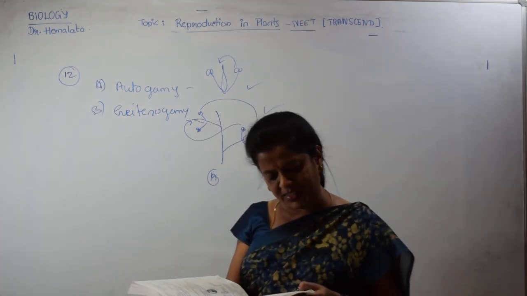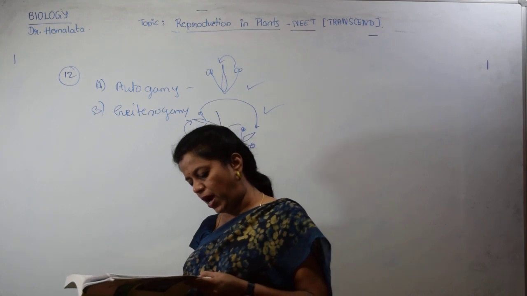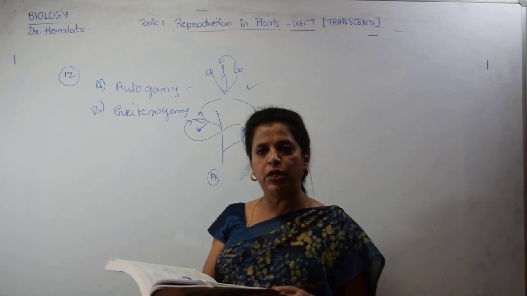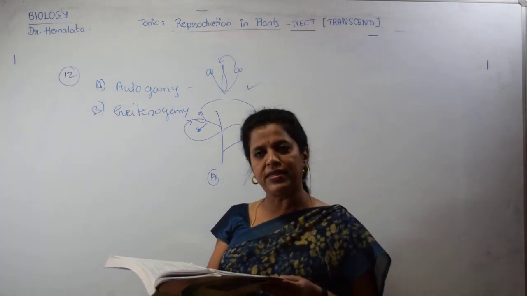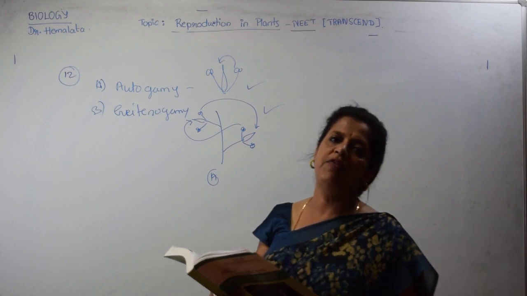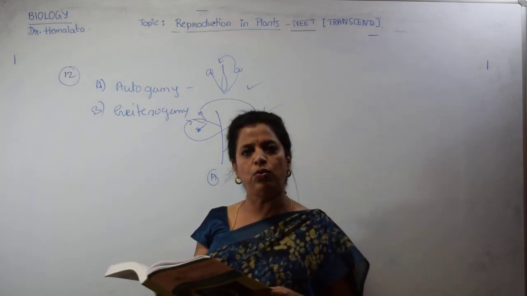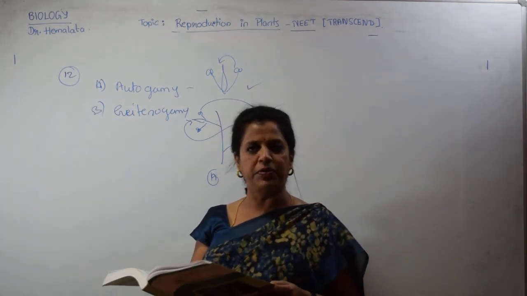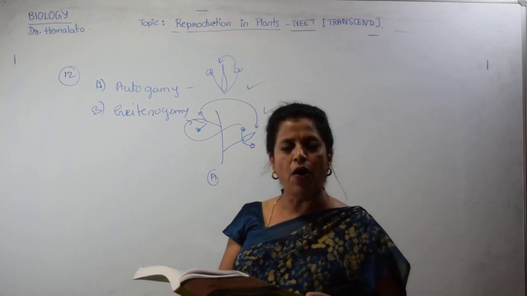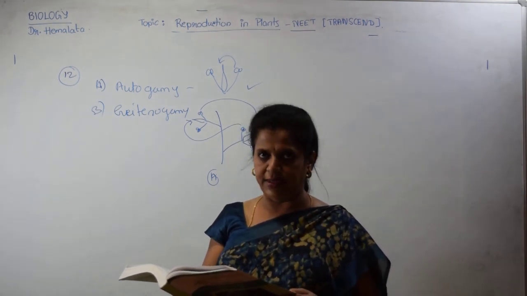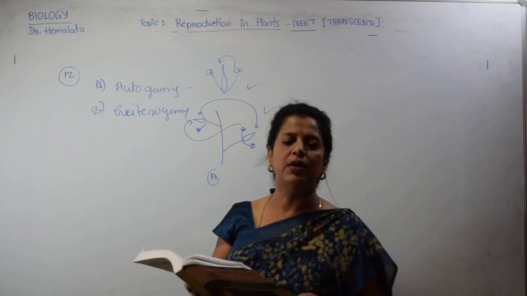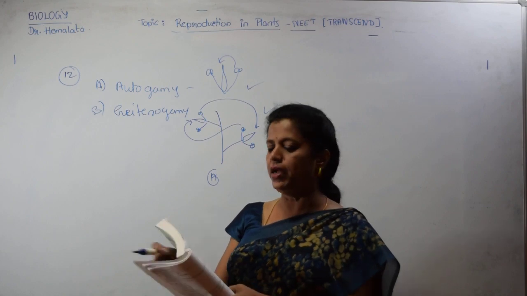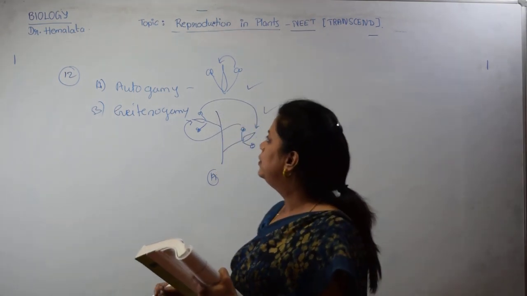The C option says, transfer of pollen grains from the anther to the stigma of a genetically different plant is xenogamy. So two different plants, if they pollinate, it is called xenogamy, which is also correct. Therefore, D is the right option, because it is given as all of these are correct. All the three statements are right statements. Therefore, D is the right answer. Right. Let's now move on to question number 13.